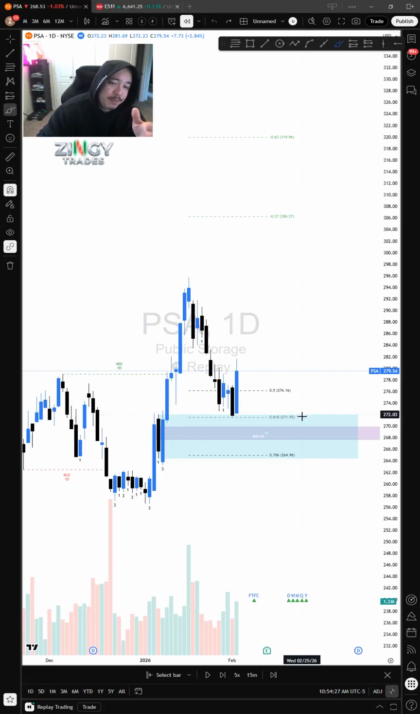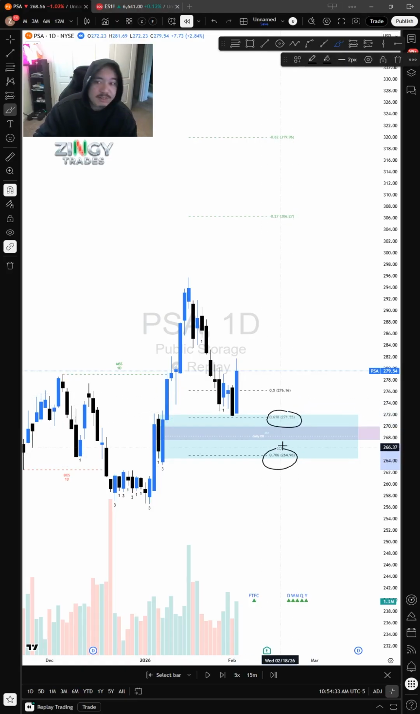OTE refers to a specific retracement zone on a Fibonacci, typically between the 0.618 and the 0.786 levels of an impulse leg. The idea is that institutions are re-entering or buying positions within this area.